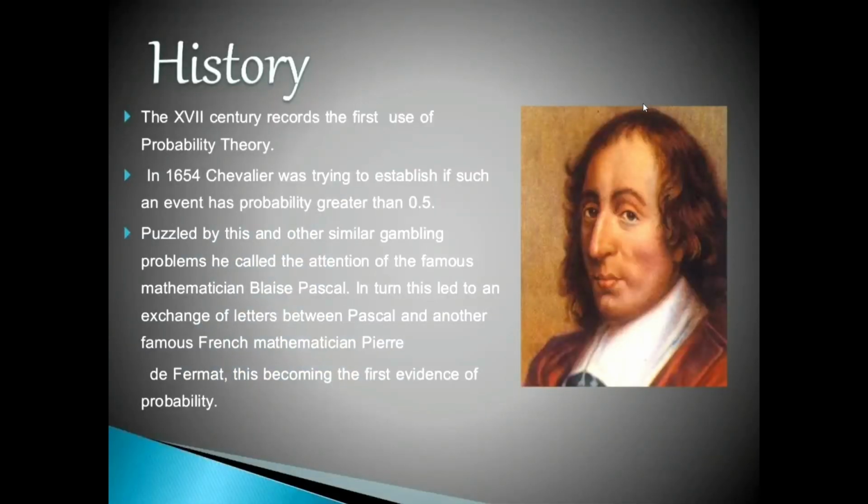History of probability. The 17th century records the first use of probability theory. In 1654, Chevalier was trying to establish if such an event has probability greater than 0.5. Puzzled by this and similar gambling problems, he called the attention of the famous mathematician Blaise Pascal. In turn, this led to an exchange of letters between Pascal and another famous French mathematician, Pierre de Fermat, this becoming the first evidence of probability. This is the history of probability.